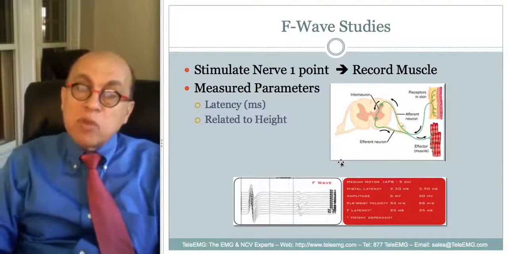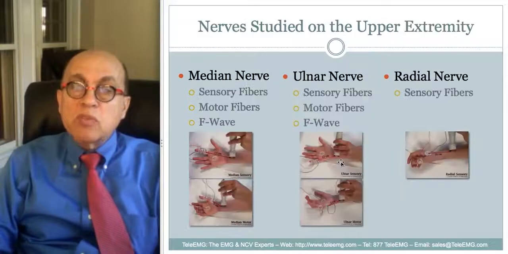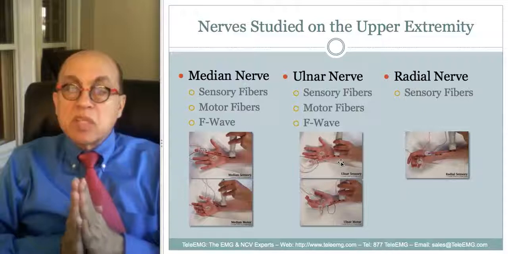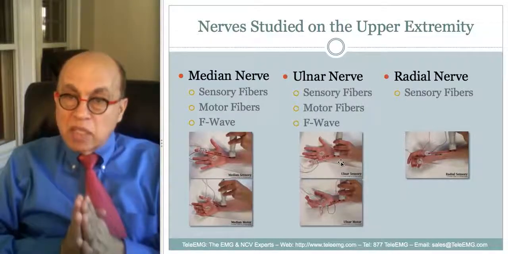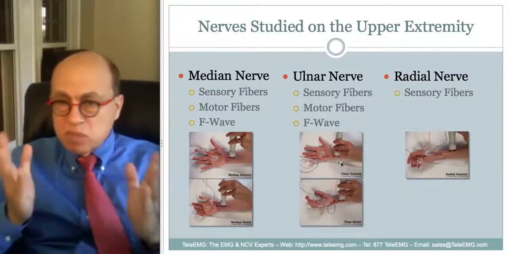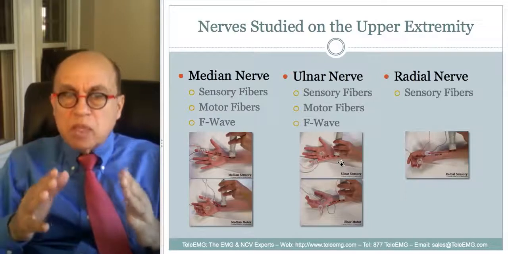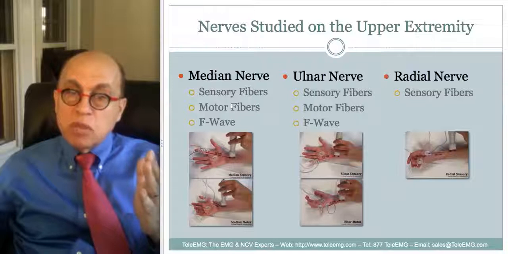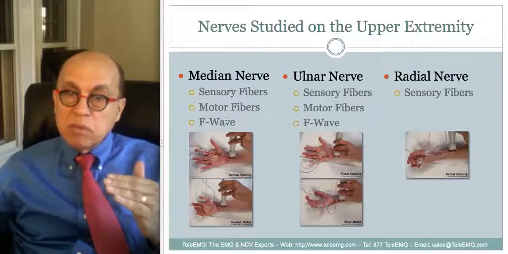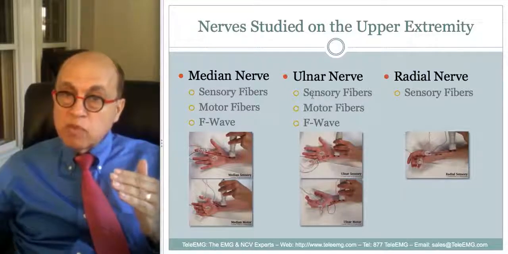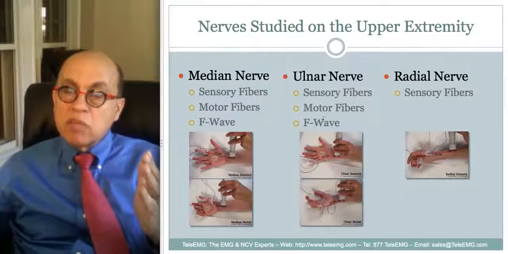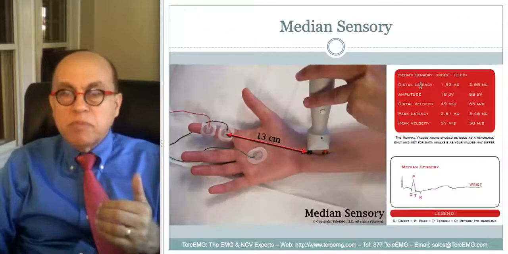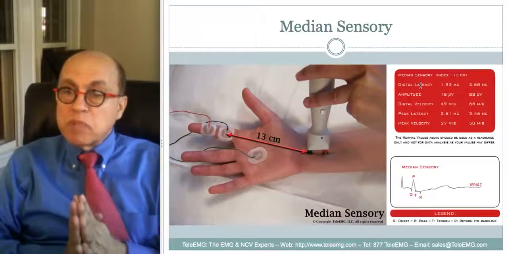So in the upper extremity, we study sensory and motor nerves and the F wave in three nerves. We study those in the median nerve, in the ulnar nerve, and in the radial nerve. Of course, there are more nerves, but these are the nerves that we routinely study. In the median nerve, we study routinely the sensory fibers, the motor fibers, and the F wave. In the ulnar nerve, we also study the sensory fibers, the motor fibers, and the F wave. In the radial nerve, routinely, we only study the sensory fibers. Now, here's the median sensory response.